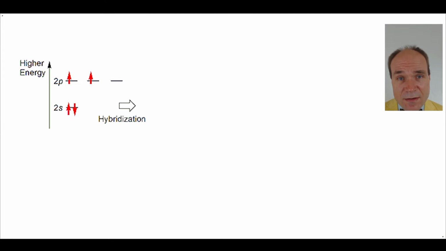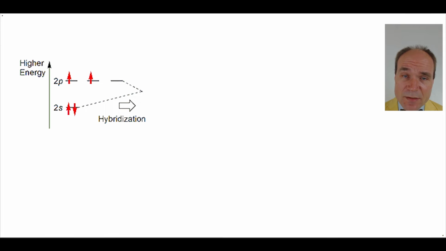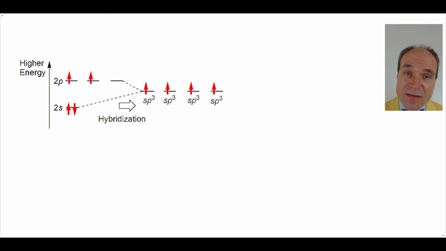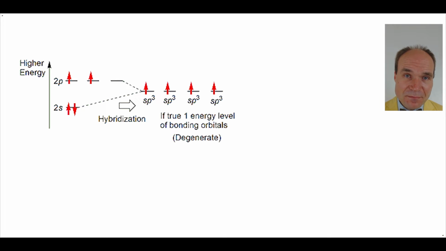Well, the theory says that the s orbital is raised in energy and each one of the p orbitals is lowered in energy until all 4 orbitals have the same energy. And this is what is being called the sp3 hybridized orbital. They are known as degenerate, the same energy.